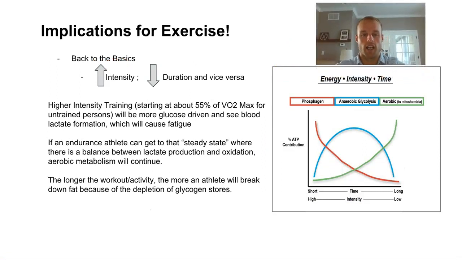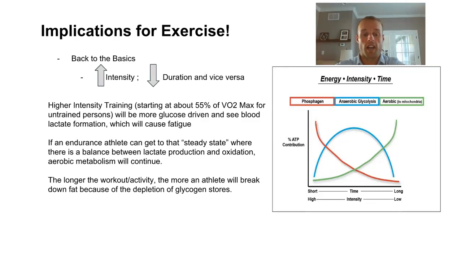Implications for exercise. So back to the basics. I teach in my health and PE classes the FIT principle. As intensity is going to increase, the time that you can keep that intensity is going to decrease, and vice versa. So the higher intensity training, the book talks about starting at 55% of VO2 max for an untrained person. This is going to drive up blood lactate, and it could cause fatigue. If an endurance athlete can get to that steady state that we talk about, where there's a balance between lactate production and oxidation, aerobic metabolism can continue.